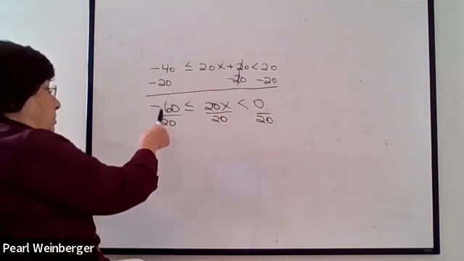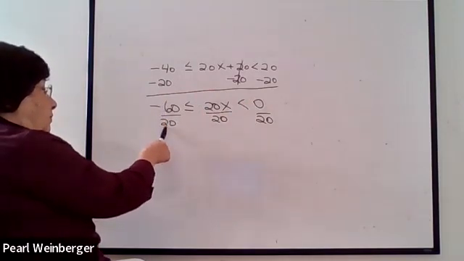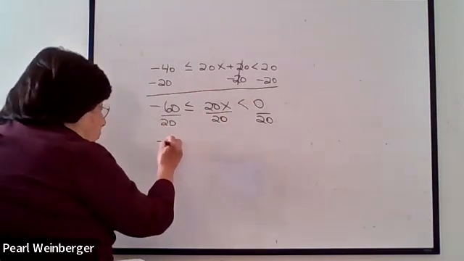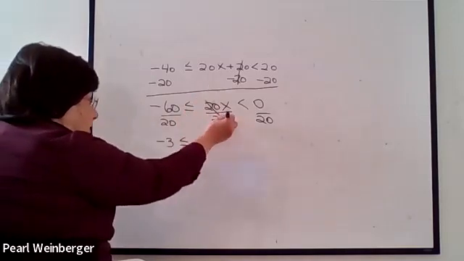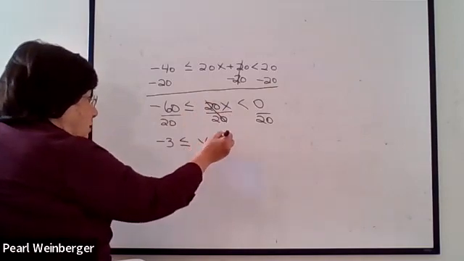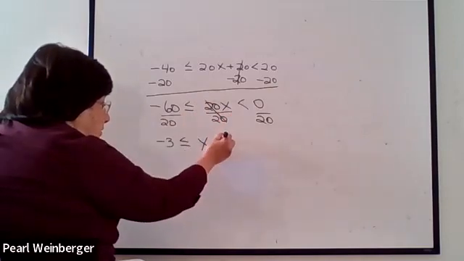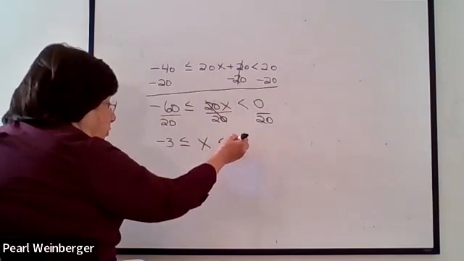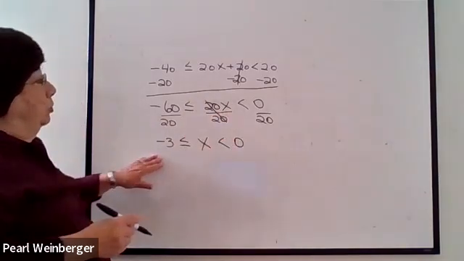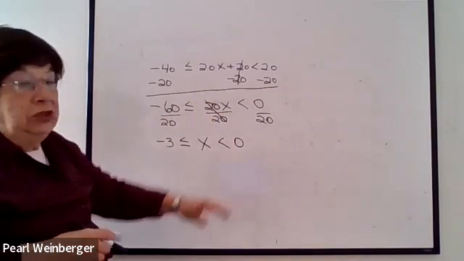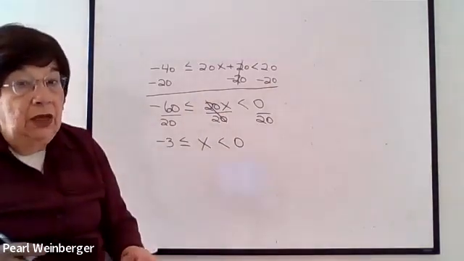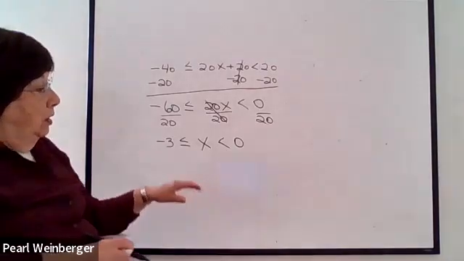So let's finish this up. Negative 60 divided by 20 is negative 3. This stays less than or equal to. This becomes just x. And this stays less than. 0 divided by 20 is 0. So we end up with, this is our solution. Our solution is a double inequality, a compound inequality.